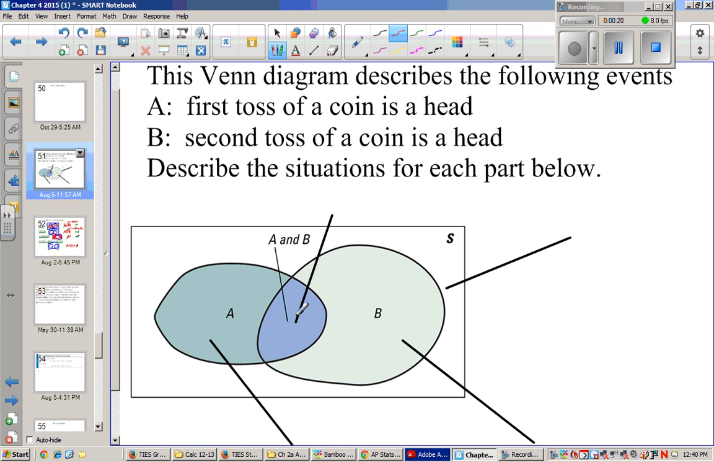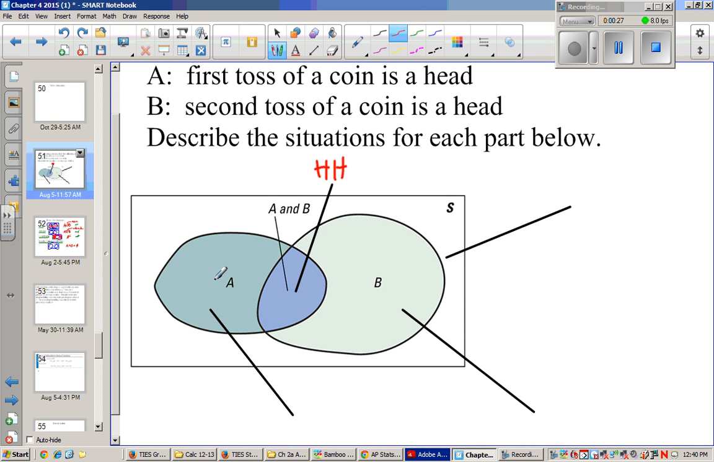This space right here represents that you got heads on the first toss and heads on the second toss, so we'll say that this is heads, heads. Here, this is inside of A, so that means you got a heads first, but you're outside of B, so you didn't get a heads the second time. So this represents heads, tails. Over here, you're outside of A, so that means you got a tails first, but then you did get a heads on the second one. And out in this white space, that's tails, tails. You didn't get either of these conditions.